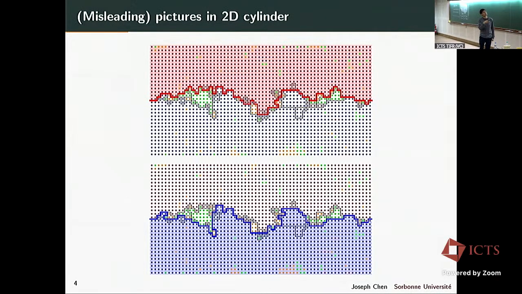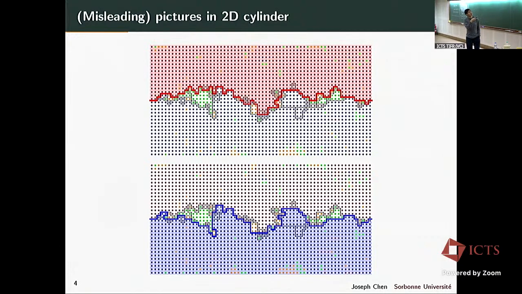So I have these 2 pictures. You can imagine sampling a Potts model, and on the bottom, there will be this blue interface, which delineates this large blue component. And it's different from the red interface due to the presence of green, yellow, orange, purple colors, which may be in between.